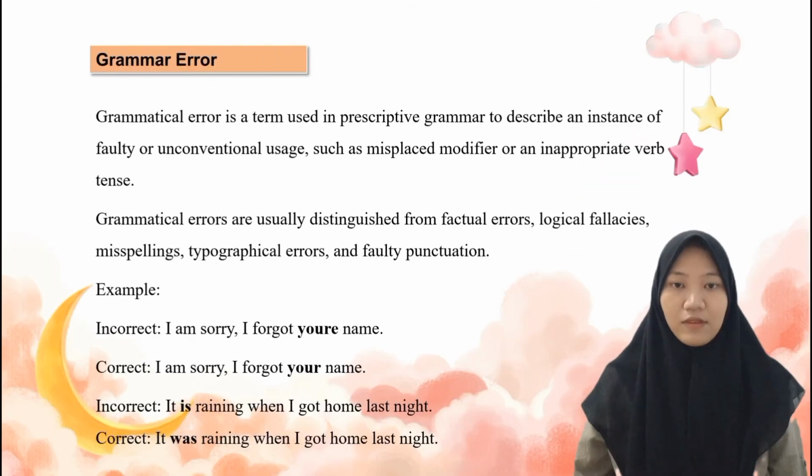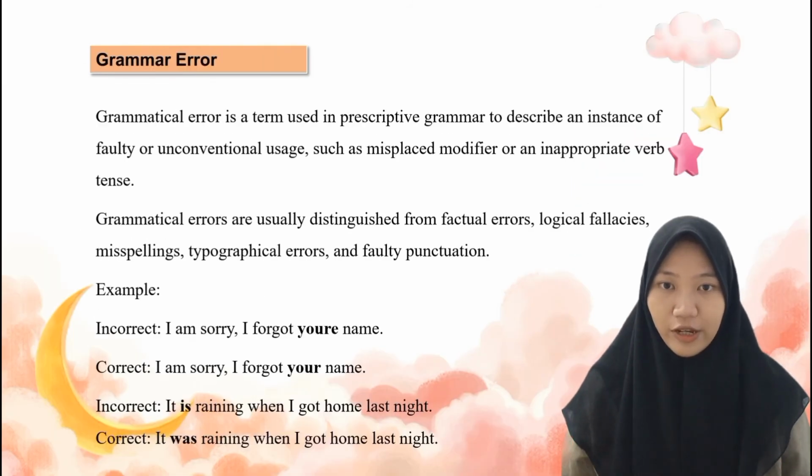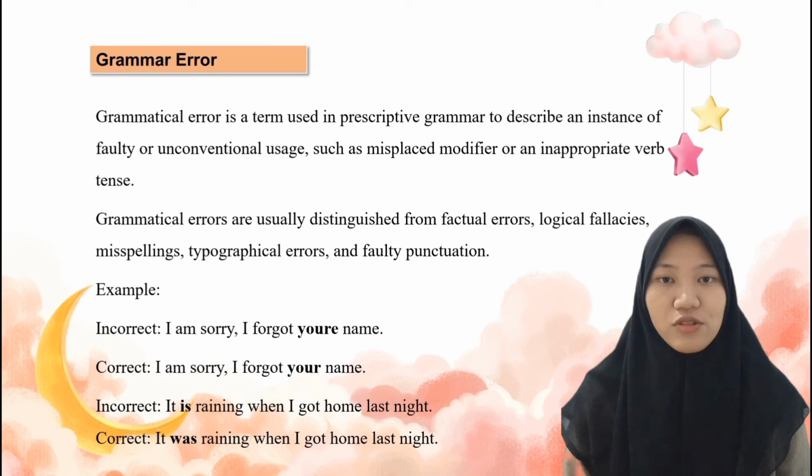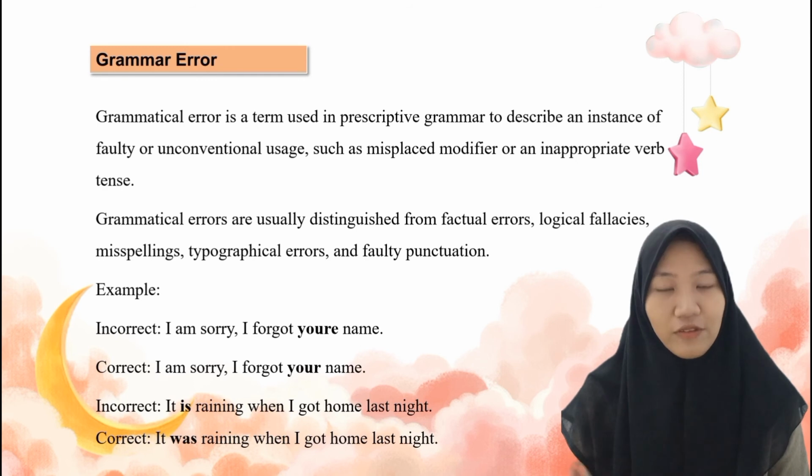Thank you. Okay, my name is Mustika Yanti and I will explain about grammatical error. So, grammatical error is a term used in prescriptive grammar to describe an instance of faulty or unconventional usage, such as a misplaced modifier or an inappropriate verb tense. Grammatical errors are usually distinguished from factual errors, logical fallacies, misspellings, typographical errors, and faulty punctuation.